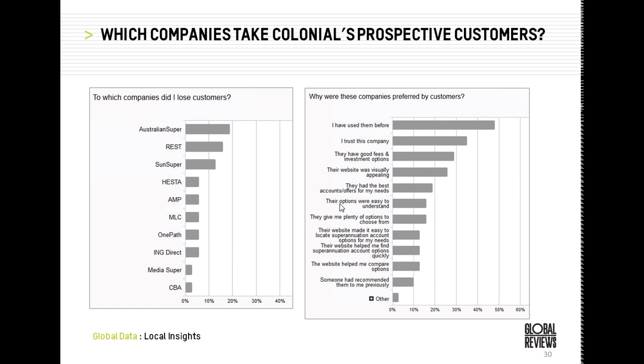And again, when there's no filter on it, it's broader. So: I've used them before, I trust the company and they have good fees and investment options. You could put a filter on for those who chose Australian Super, see the difference in the answers, and then start to understand what is unique about that brand that makes customers want to choose it over your brand, for instance. That competitive intelligence sets you one step apart from your peers.